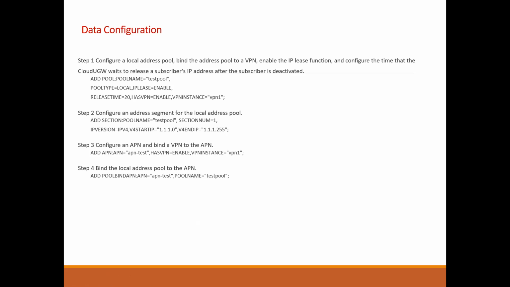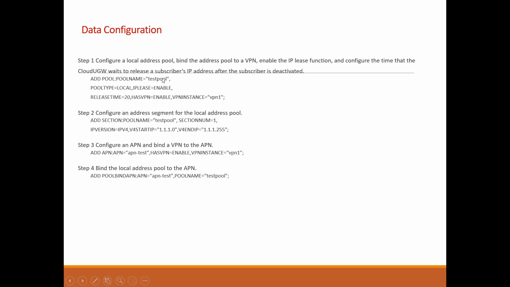Okay, so this is an example of data configuration on how to configure this IP lease function. Configure a GGSN and bind the address to a pool. So you configure a local address. We have already checked this. We bind the address pool to a VPN. You already know how to do this. Enable the IP lease function and configure the time after which you will release the subscriber IP address after it is deactivated. So you add a pool.